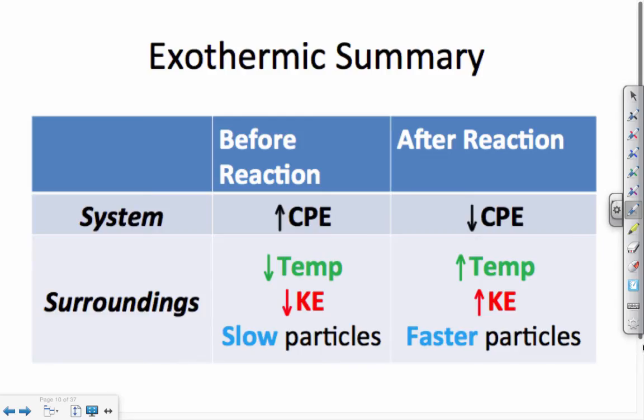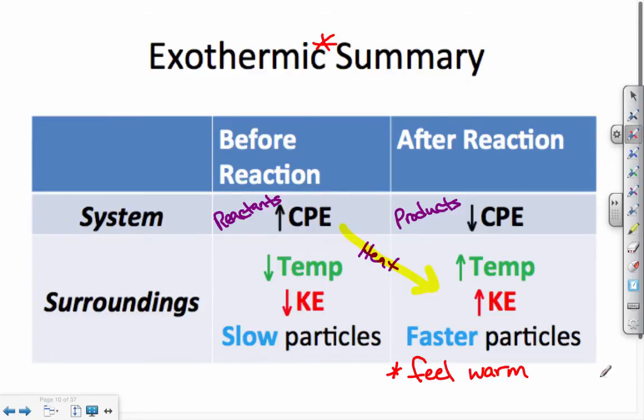This table summarizes exothermic reactions. Before the reaction, the chemical potential energy of the reactants is high, while the kinetic energy of the surroundings is low. After the reaction, the chemical potential energy of the products is low because heat was released by the reaction. The heat was transformed into kinetic energy in the surroundings, causing the temperature to rise there. Remember, exothermic reactions always raise the temperature of their surroundings. Thus, exothermic reactions always feel warm.